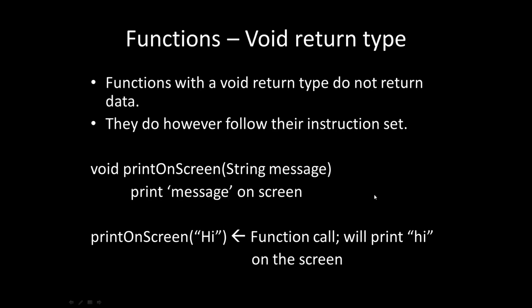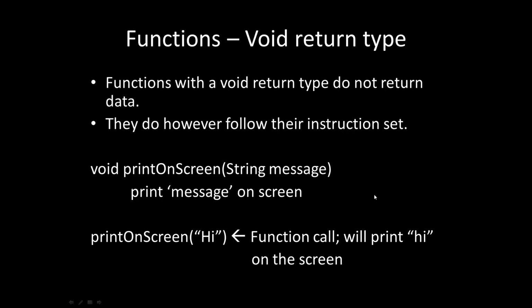Then we have a special type of function. We have the void return type. So we know, for example, from the variable types that we learned, we have integers, doubles, floats, chars, strings, and booleans, and we can return these types of data from functions. However, there is a new function type that I need to introduce you to, and that is the void. The void return type means that the function will return no data. It will not give me back anything.